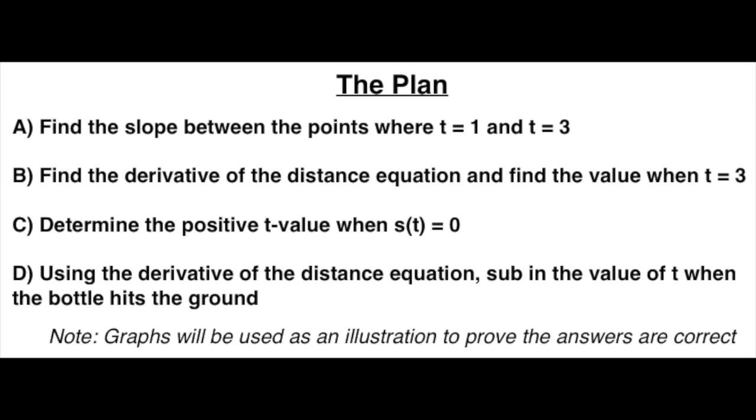Parts A through D will be solved by A, finding the slope between the points where t is equal to 1 and t is equal to 3. For B, find the derivative of the distance equation and find the value when t is equal to 3. C, determine the positive t value where s(t) is equal to 0. And D, using the derivative of the distance equation, sub in the value of t when the bottle hits the ground. Graphs will also be used as supporting evidence to answer all questions.